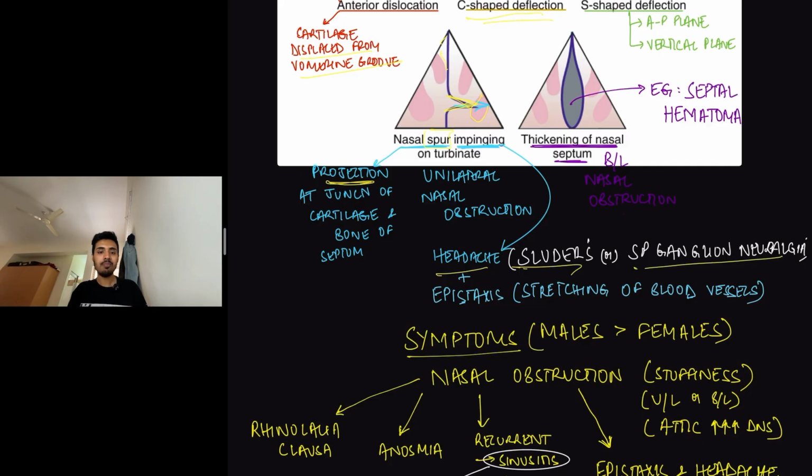Not only that, the septum also is covered by mucosa. Now, because of a sharp projection, the mucosa gets stretched. The blood vessels in this mucosa get stretched. So that can lead to bleeding and epistaxis. As I said in the epistaxis video, one of the anatomical causes is nasal spur. So that is one reason.